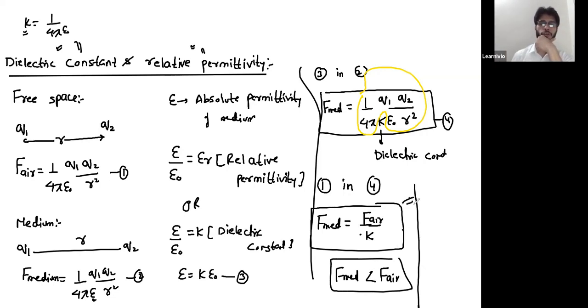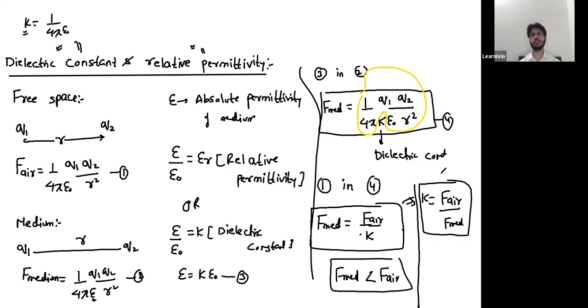From here, you can even write your K as force in air divided by force in medium. This is another definition of K, the dielectric constant. The dielectric constant can also be defined as the ratio of the force between two charges in air to the force between the same charges in a medium.